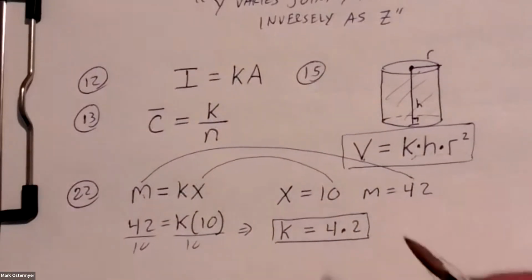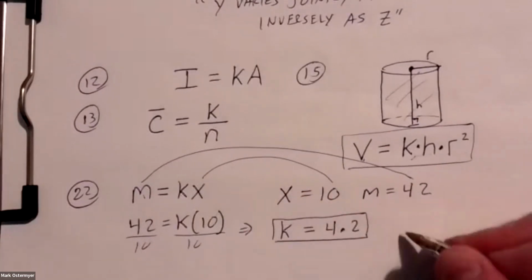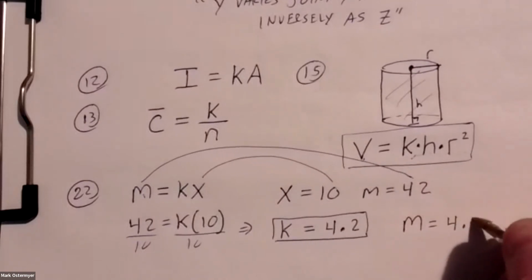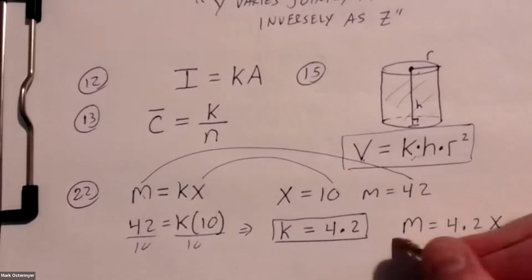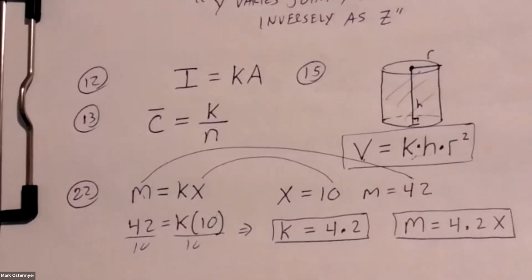You don't have to do this for this problem. They just wanted K, but if you wanted to write the specific variation now, you would say that M is equal to 4.2 times X. There you go. Any questions how we found K? All right, that was number 22.